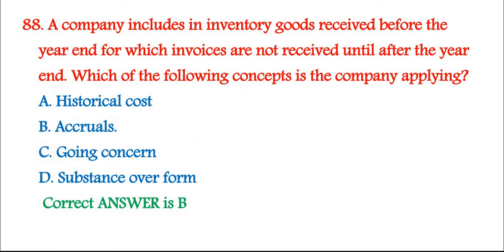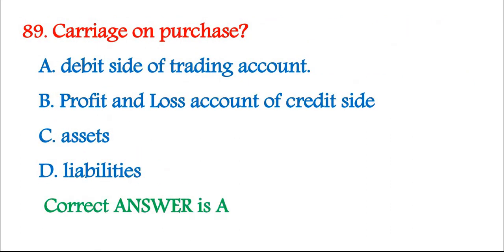88. A company includes in inventory goods received before the year end for which invoices are not received until after the year end. Which of the following concepts is the company applying? A. Historical cost, B. Accruals, C. Going concern, D. Substance over form. Correct answer is B. 89. Carriage on purchase. A. Debit side of trading account, B. Profit and loss account of credit side, C. Assets, D. Liabilities. Correct answer is A.